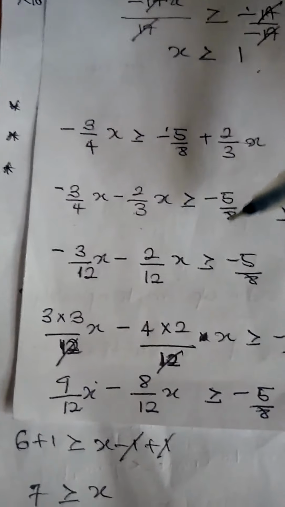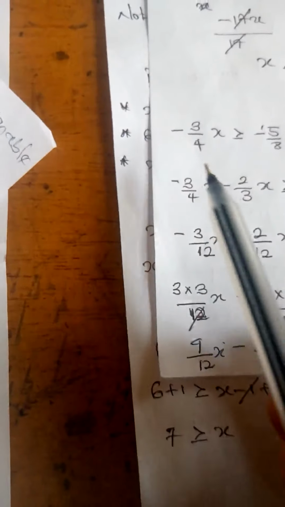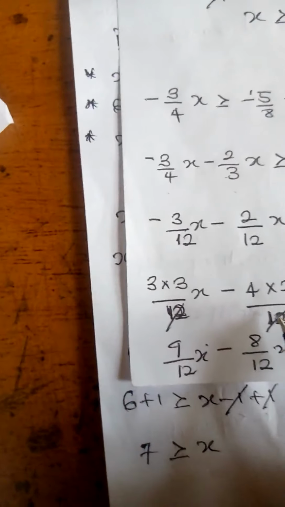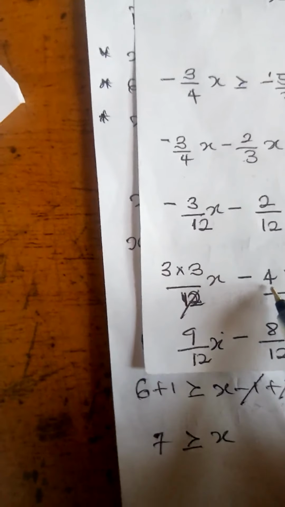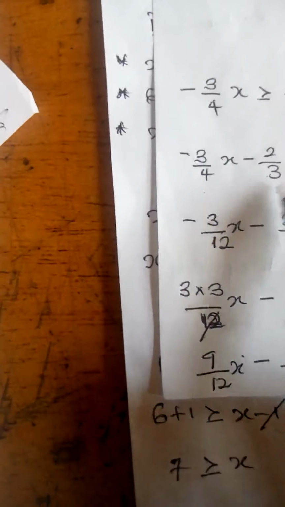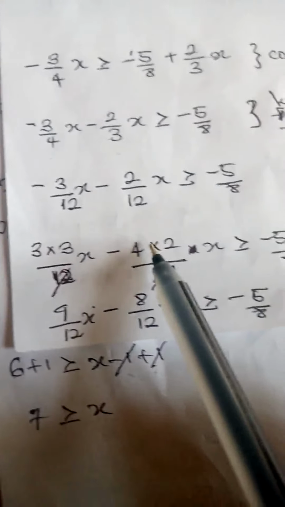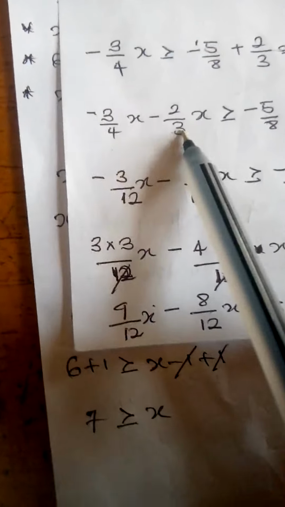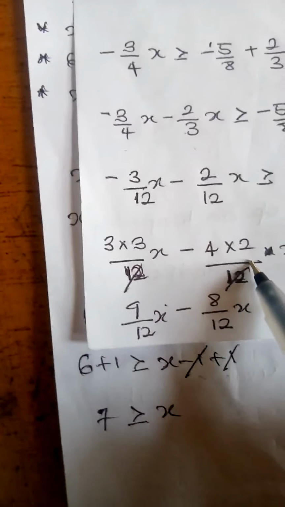This is 4 times 3, which gives us 12. This one is left on its own. So now the LCM here is already 12. 12 divided by 4 gives us 3. That's why we got this 3 times 3. And 12 divided by 3 will give us 4. That's why I have this 4 times 2.